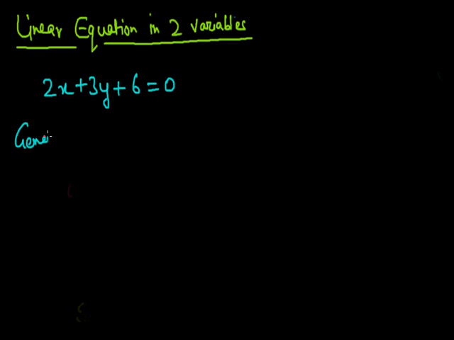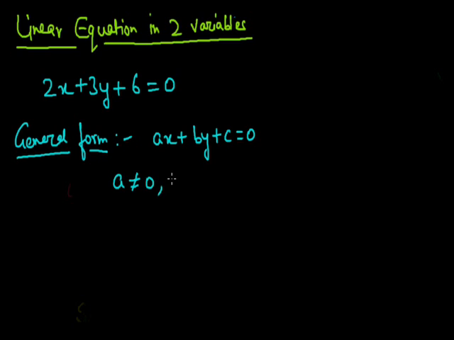So the general form of linear equation in two variables is ax plus by plus c is equal to 0. This is the general form of linear equation in two variables. And in this general form, a is not equal to 0 and b is also not equal to 0. As a and b are the coefficients of x and y respectively. a is the coefficient of x because a is with x, and b is the coefficient of y. And a and b are actually real numbers. This a, b and c should belong to real numbers.